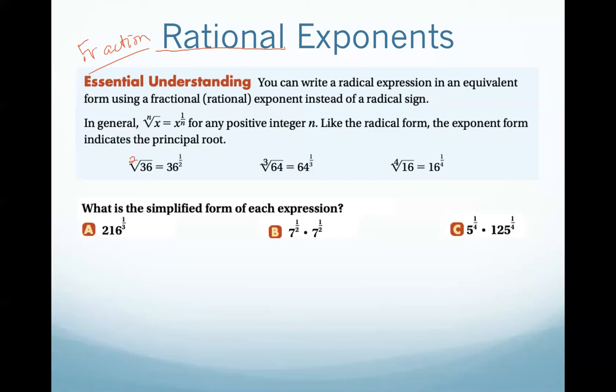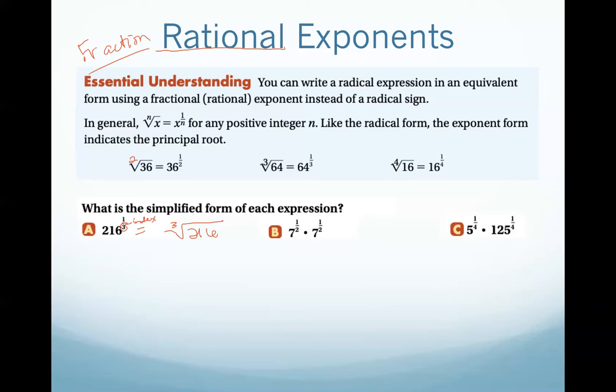Okay, so let's take a look at the expressions that we're given here and see if we can simplify them. And in order to do that, we're going to relate it back to something we're more familiar with, which is radicals. So here we have 216 raised to the 1/3 power. The denominator is 3. That means this is my index. So we're going to do the third root of 216.